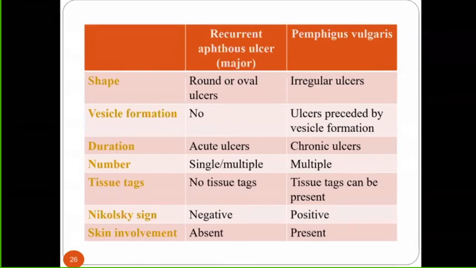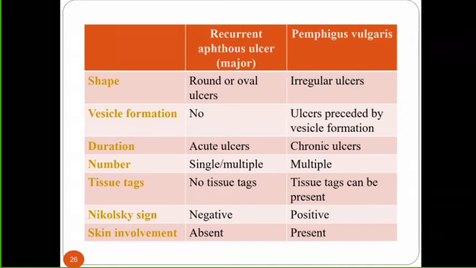Pemphigus is a chronic condition. That means the ulcer is not going to turn up within a day or two. But with an abscess, it will be like yesterday the patient had nothing, but today an ulcer has come up. Okay, so it can be that fast. No tissue tags are present. In pemphigus, there are tissue tags which are present. When we see pemphigus in detail, you will know what is called a tissue tag.